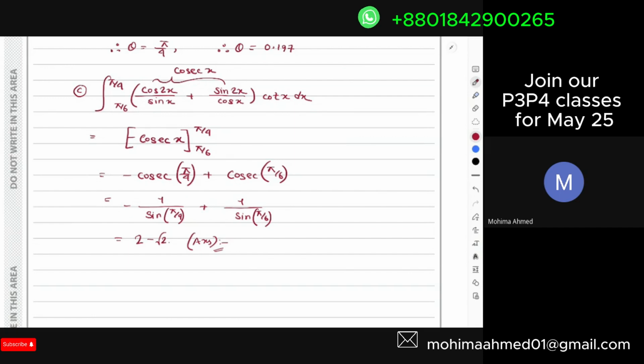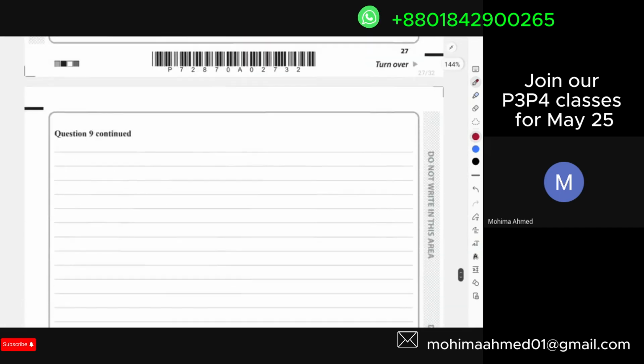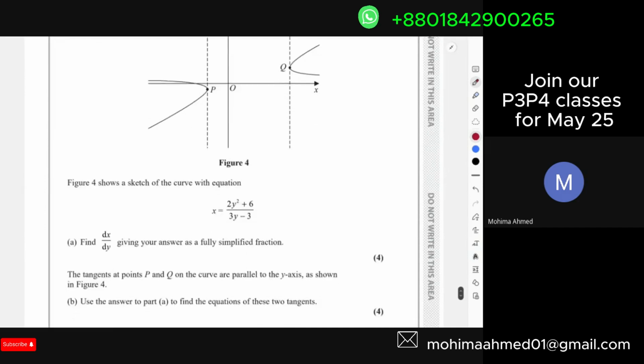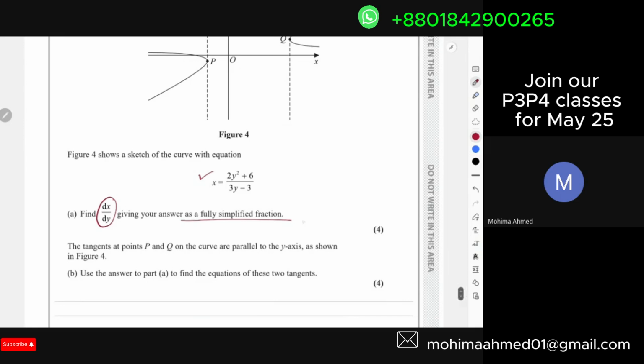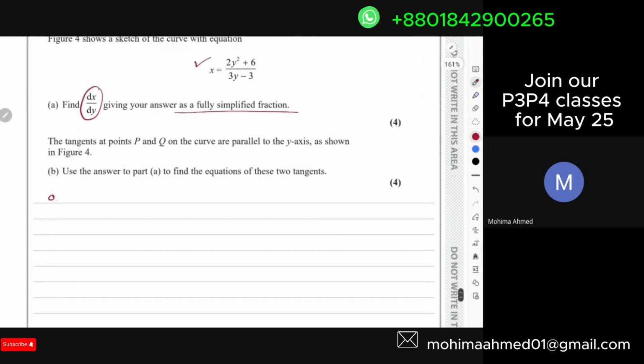Okay, then we are done with your question 9. After this, if you move on to question 10 of this paper, this again shows a sketch of the curve with this function. Find dx by dy, and your answer should be in a simplified format. For this one, I have to use the quotient rule. In part A, u is 2y square plus 6, so du by dy is going to be 12y, just that. v is 3y minus 3, so dv by dy is going to be 3 only.